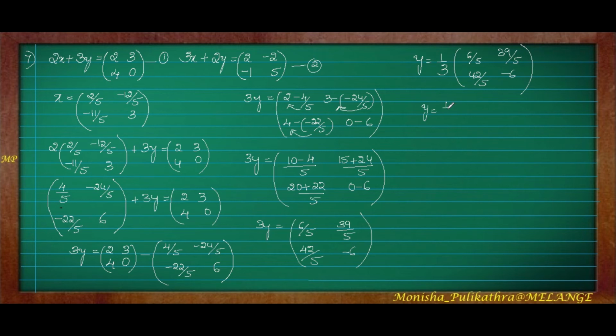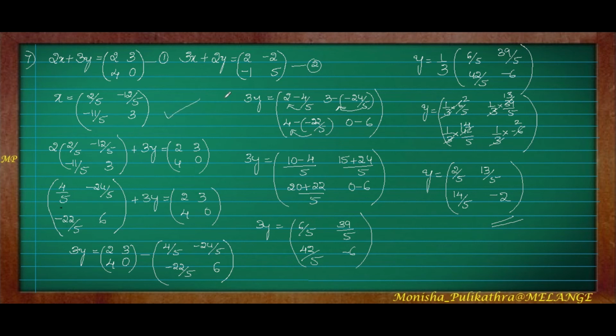So y is equal to 1/3 into 6/5, here 1/3 into 39/5, here 1/3 into 42/5 and 1/3 into minus 6. So 3 2s are, here 3 13s are, 3 14s are and 3 2s are. So the value of y matrix is [2/5, 13/5, 14/5, -2]. So this is the value of y matrix, that is 2/5, 13/5, 14/5 and minus 2.